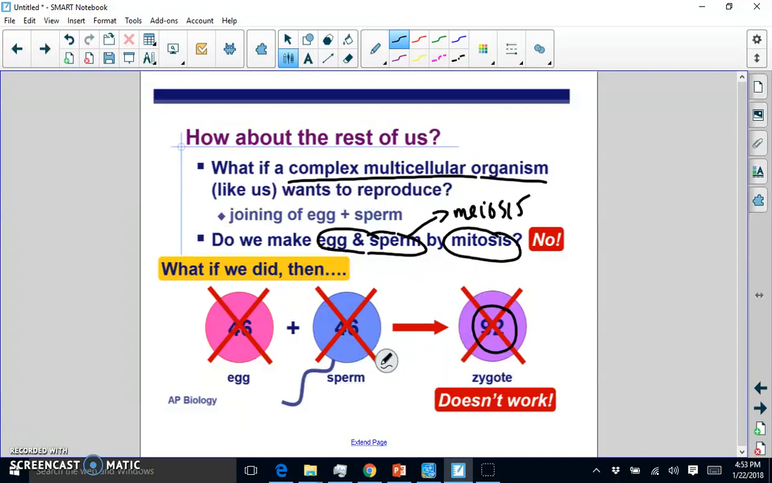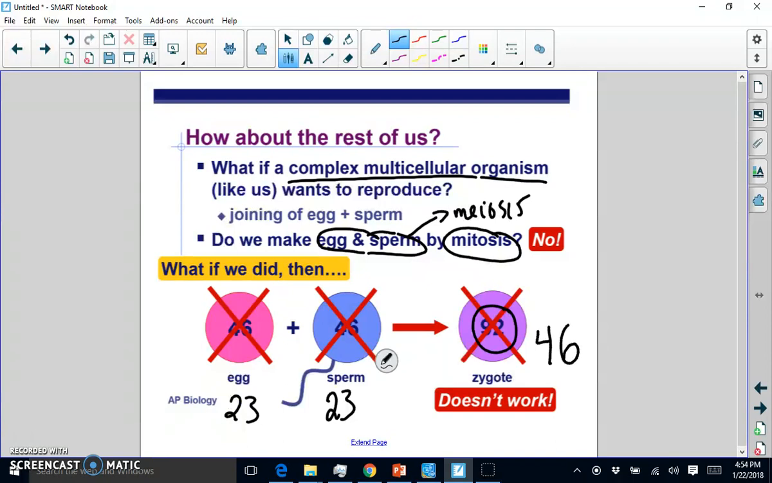So when females are making eggs by meiosis, the eggs produced do not have 46 chromosomes. Okay? They do not have 46 chromosomes. Instead, they have 23. And similarly, the sperm produced by men, when they're produced by the process of meiosis, they also have 23 chromosomes. Okay?